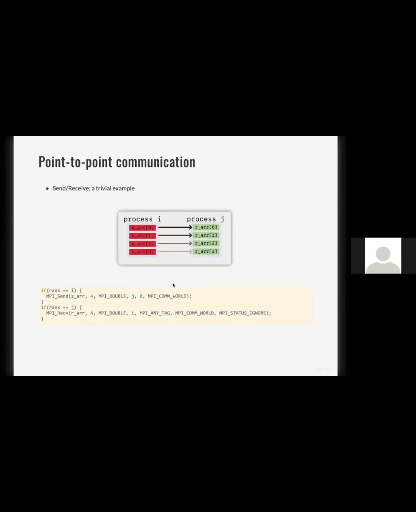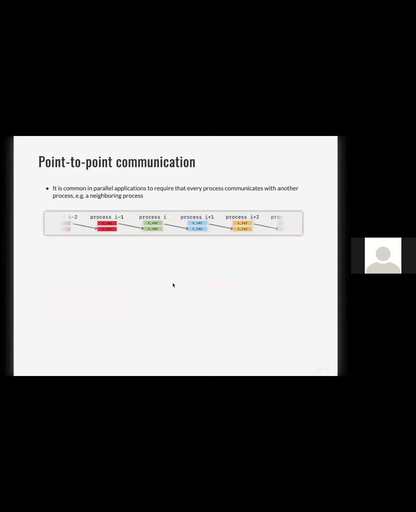But okay, and the next one I want to talk about is situations such as this one that's depicted here. It's very common in parallel applications to require that every process communicates with another process, like a neighboring process. So imagine that all the processes have these two variables, an S var and an R var. And you want a communication where every process needs to call an MPI send, because every process is sending something, and every process wants to call an MPI receive because they all need to receive something.